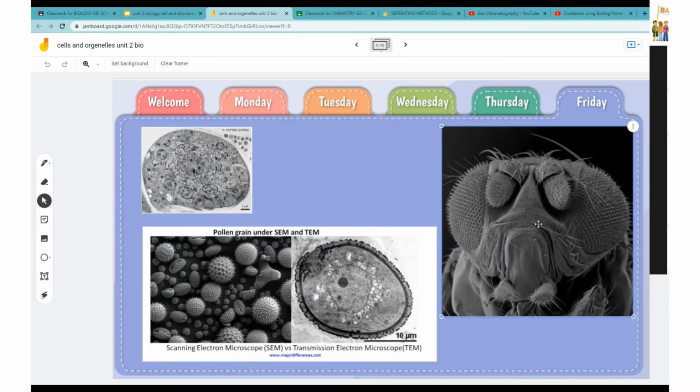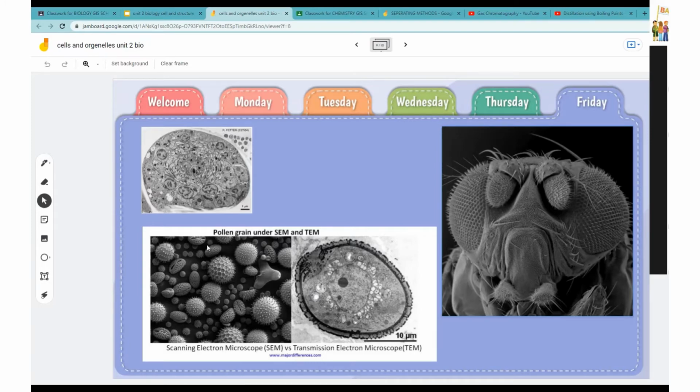Okay, now, but listen here, in the transmission electron microscope, we can dig in, okay, and we can see the details of it. Can you see here? This is a detailed picture. Now, this is a pollen grain, okay.